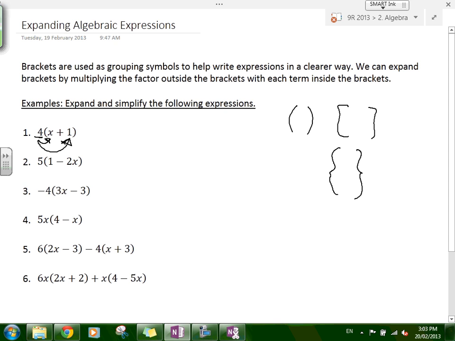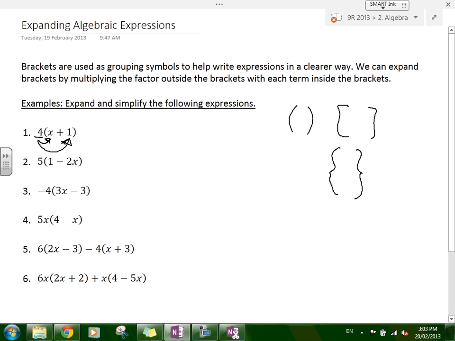Because the assumption is going to be again that you just understand that that's what I'm doing. Everything inside the brackets has to be multiplied. Each term inside the bracket has to be multiplied by what's outside the bracket. That's the whole idea of expanding. And as we talk about factorizing later, factorizing and expanding are opposites.